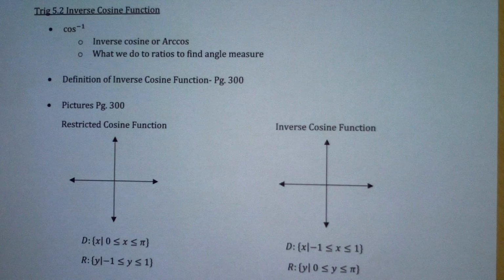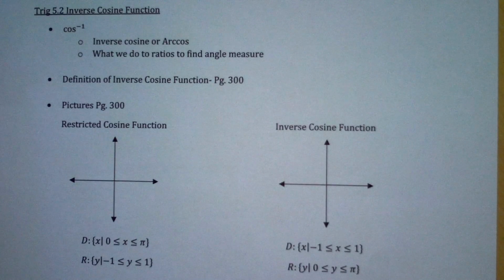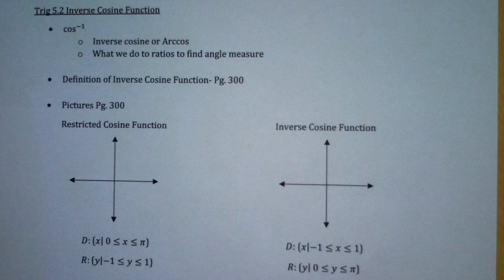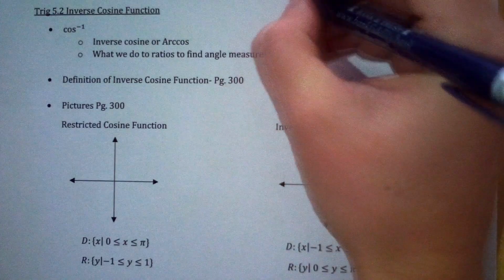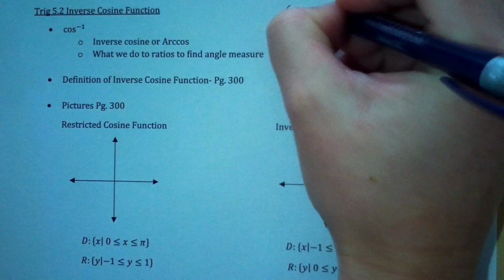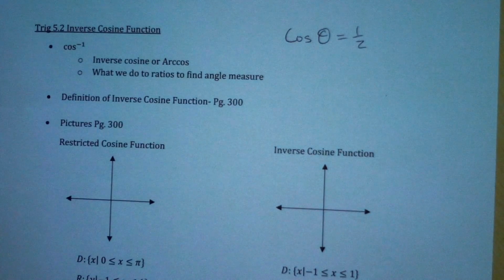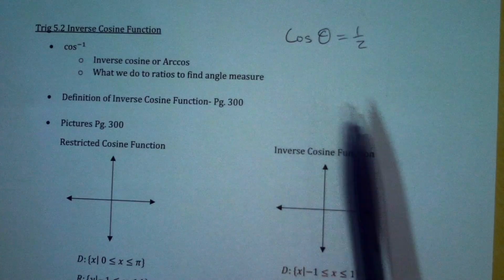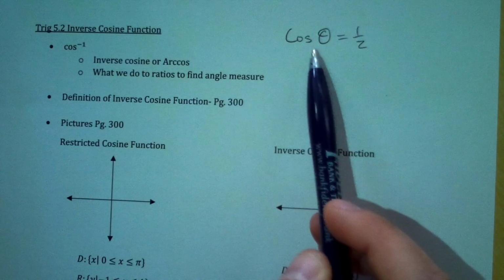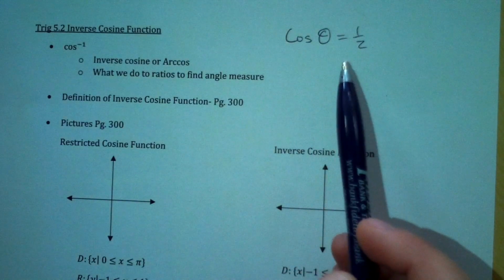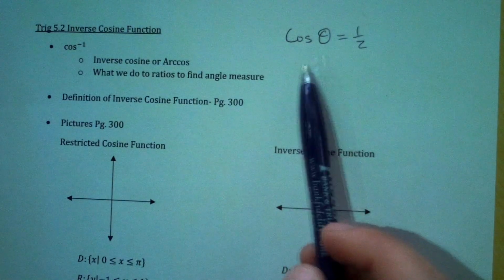So inverse cosine, or they might also call it arc cosine, is used when we have a situation like, say we had cosine of theta is equal to a half or something like that. Before, we had a degree amount and we were looking for one of the sides when it was just normal cosine. Now we would have two of the sides.